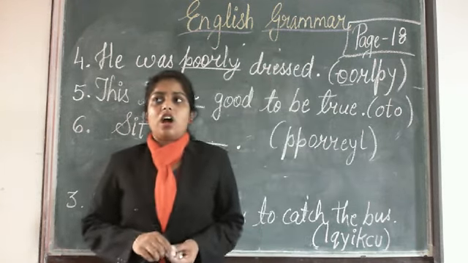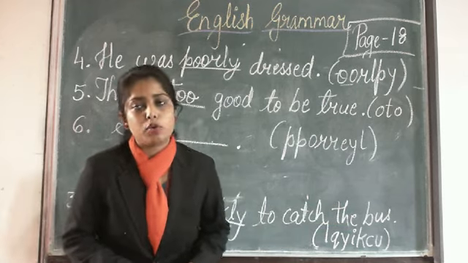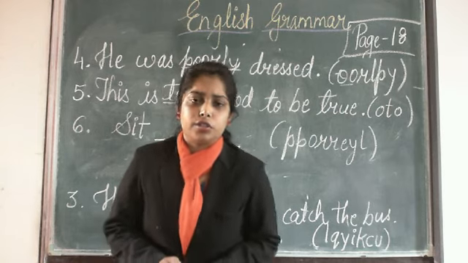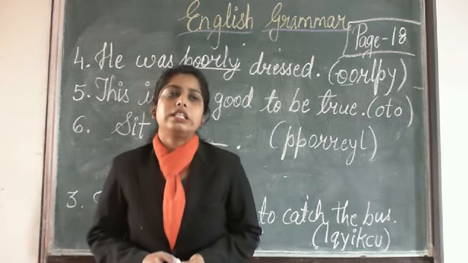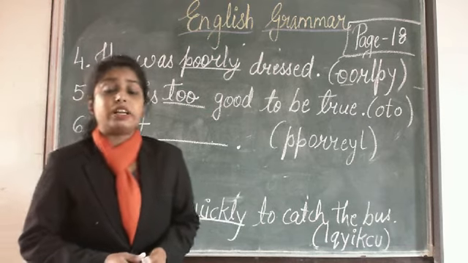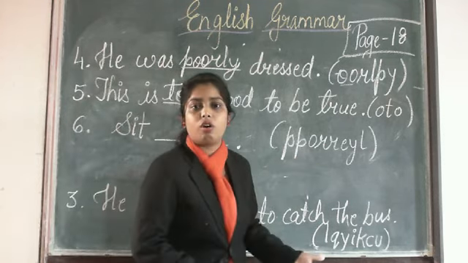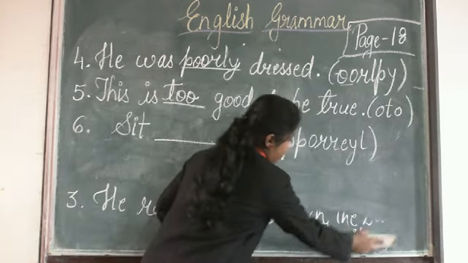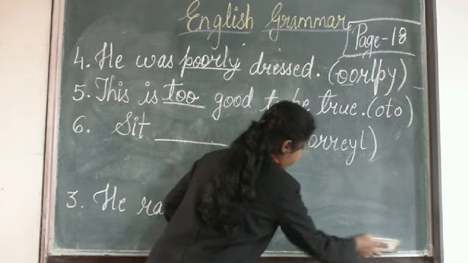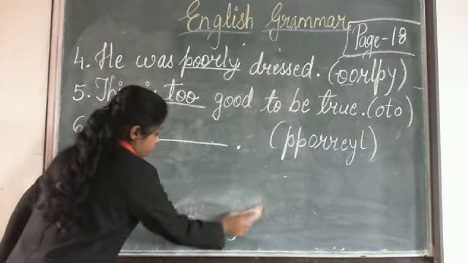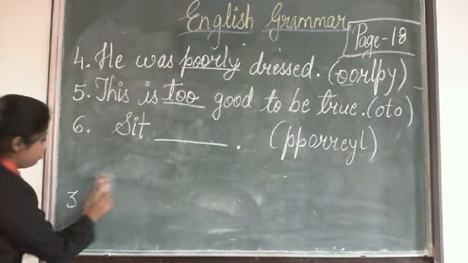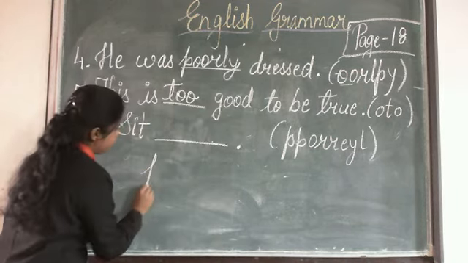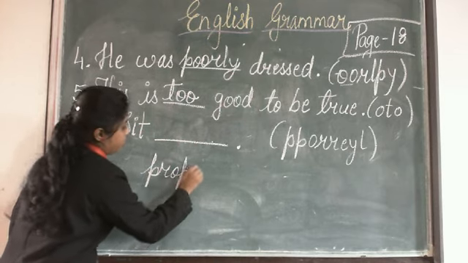Okay. Now how you should be sitting? You should sit properly, right? You should sit properly. So let's see we can make the spelling of properly with these set of letters or not. So the spelling of properly is P-R-O-P-E-R-L-Y.